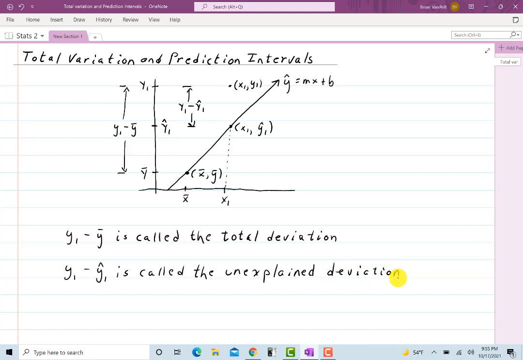And there's another distance I want to look at, and that's the distance here. That was y1, and then y bar, y1 hat, and then y bar. That's another distance I would like to look at, the difference y1 hat minus y bar, that goes from there to there. So y1 hat minus y bar is called explained deviation.